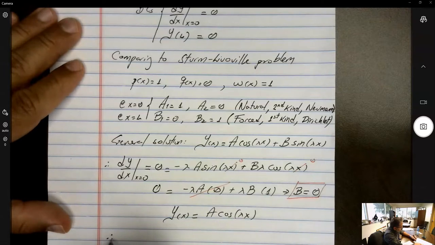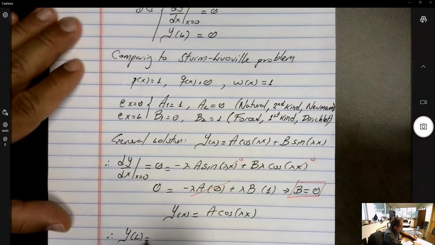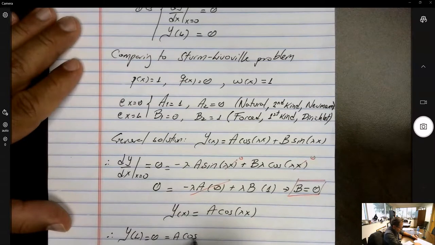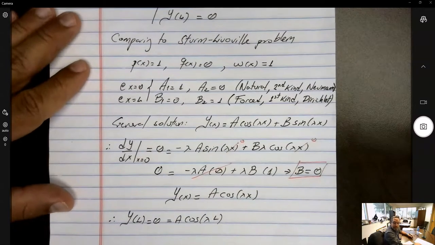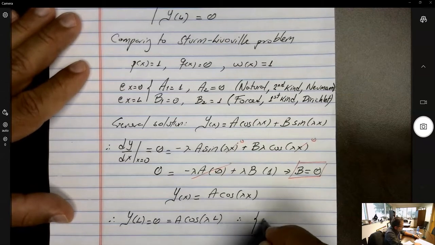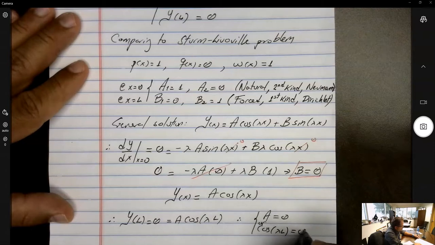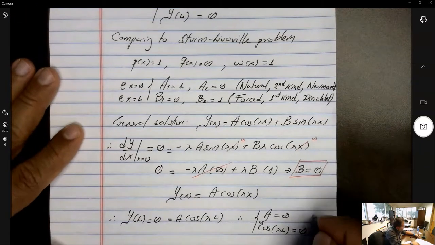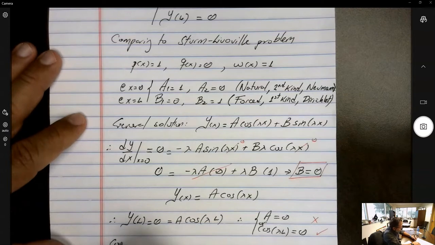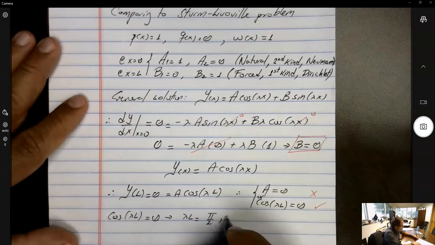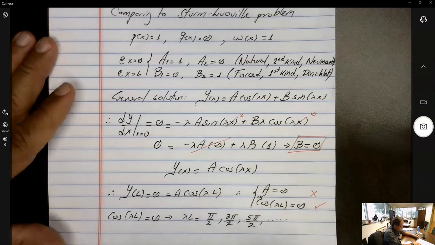Now let's impose a second condition, the one that says that Y of L is equal to 0. That would be a cosine of lambda L. That means that either a is equal to 0 or the cosine of lambda L is equal to 0. So we know that we cannot use this because that will lead to a trivial solution, and we have to use this. So the cosine of lambda L must be equal to 0, which implies that lambda L has to be either pi over 2, 3 pi over 2, 5 pi over 2, etc.